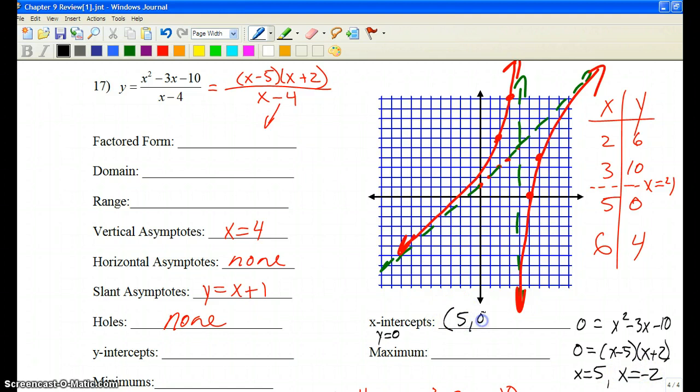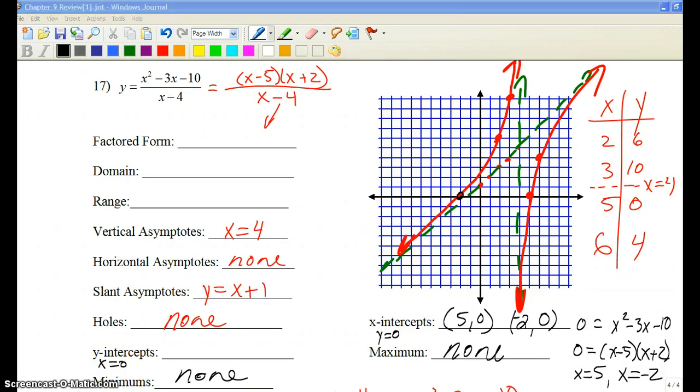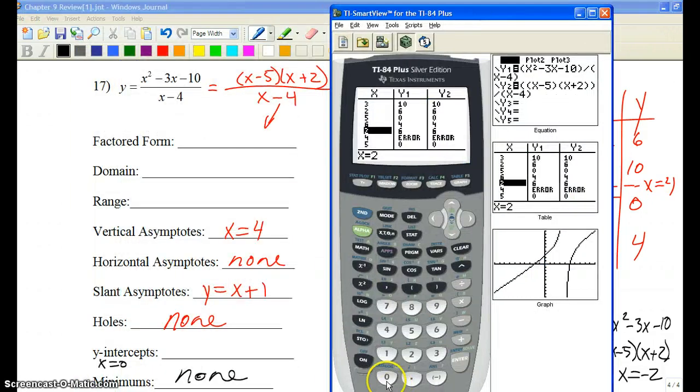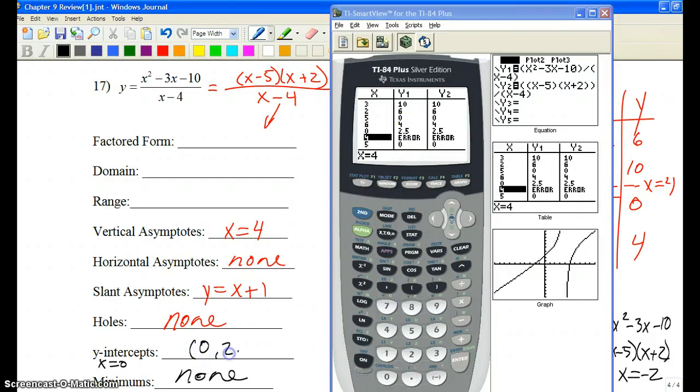So we get (5, 0). That makes sense. And then we get (negative 2, 0). And that visually kind of makes sense based on what we're looking at. There aren't going to be any maximums on this because there's no peaks and valleys. Again, no minimums. To get our y-intercept, we set x equal to 0. We don't have that in there, but I'm going to use my graphing utility to make it easier. I'm going to just put 0 in for x, and it's 2.5. So (0, 2.5).